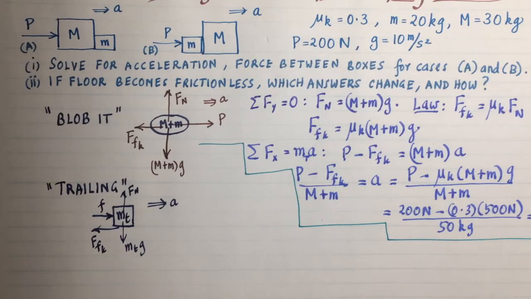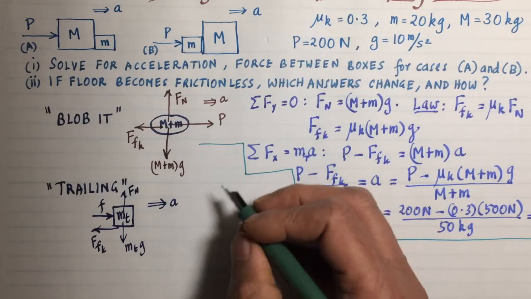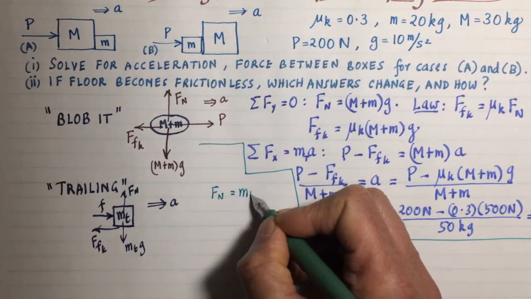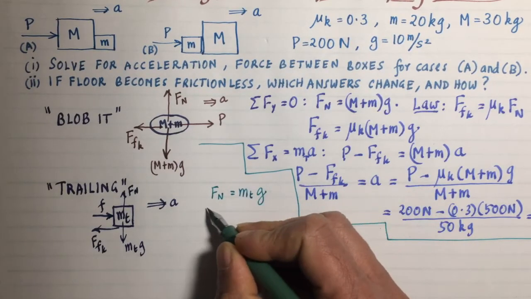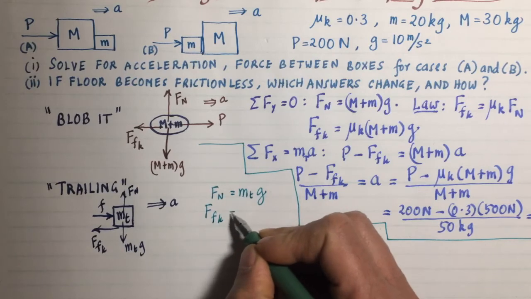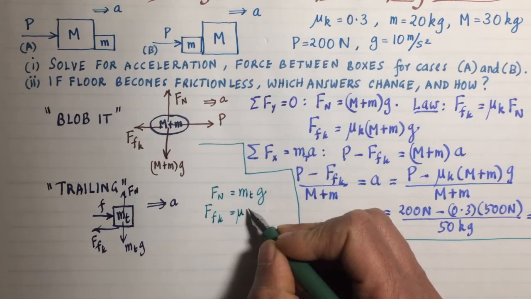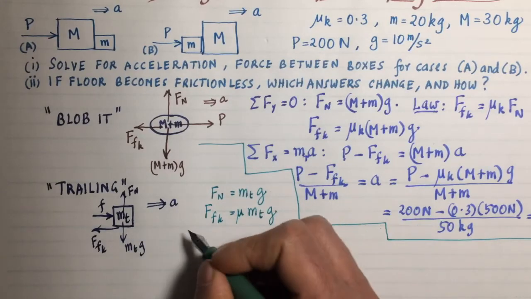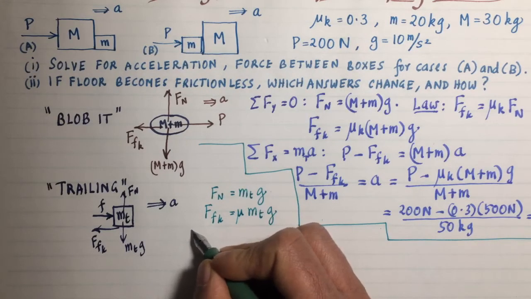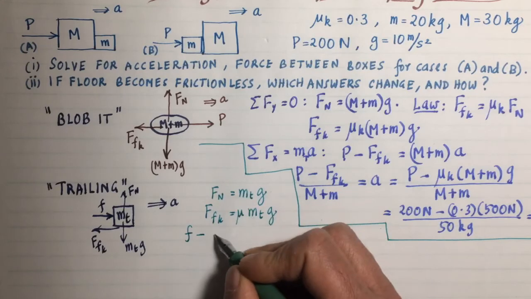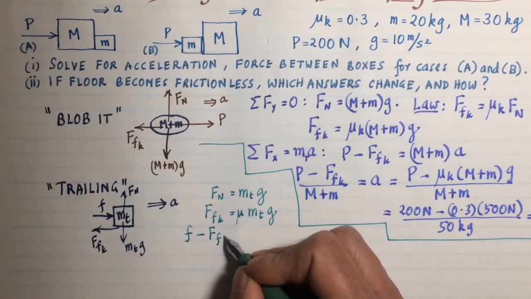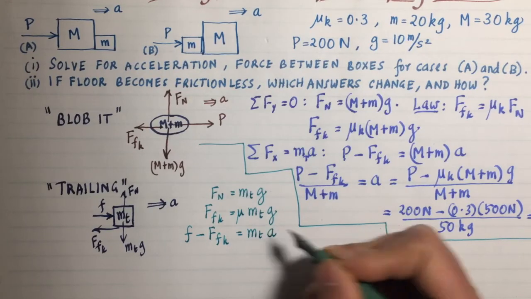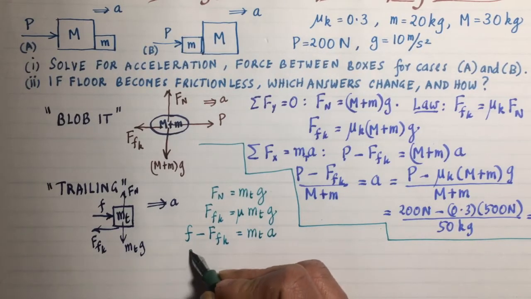The sum of all the forces in the y direction is 0, so I'm going to get F sub n equals mtg. The law of friction gives me F sub fk equals mu times F sub n, which is mu times mtg. And the sum of all the forces in the x direction gives me F minus F sub fk is equal to mt times the acceleration.